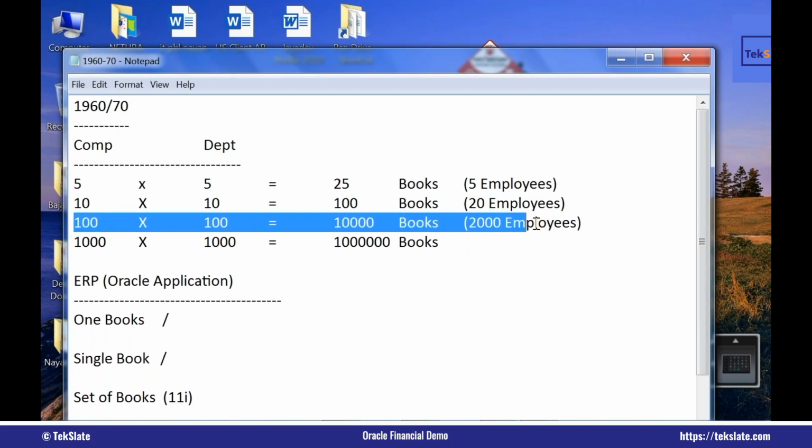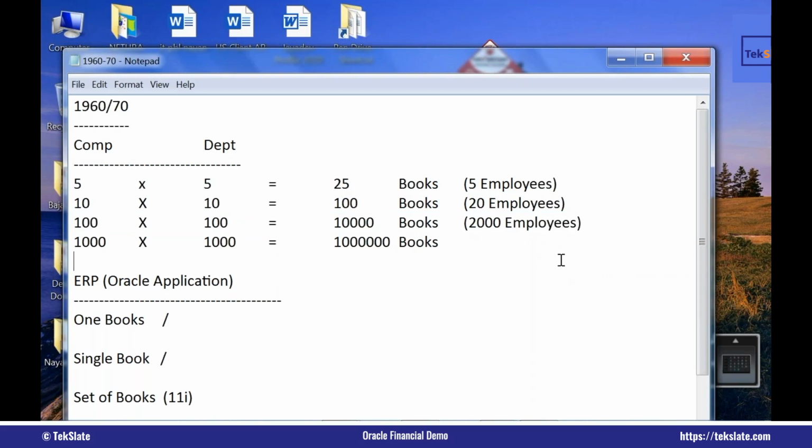You require 10,000 books, and 2,000 employees. That's how, with more companies and more departments, you require more books and more manpower. Maintaining would not be that easy. So manual accounting has its own limitation: more manpower, more books. That was the 1960s and 70s. No ERP, no accounting package, no computer. Those days, everything was manual. What is there in the ERP then?